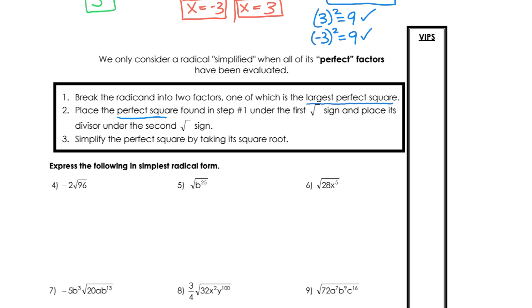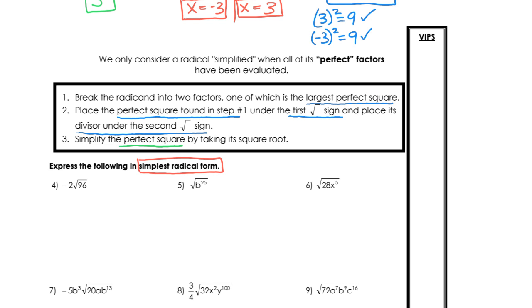So place the perfect squares found in step 1 under the first radical sign, and place the divisor, or what's left over, the other factor, under the second radical sign, okay? Then we're going to take that first radical with all the perfects, and we're going to take the square roots or the cube roots of all of those, right? And they will live on the outside. And we're going to try to have the smallest amount underneath the radical left over, and that way it's going to be in what we call simplest radical form.